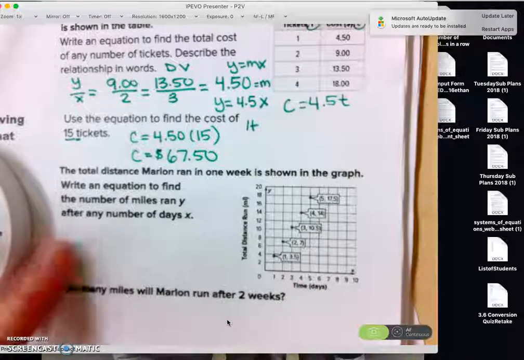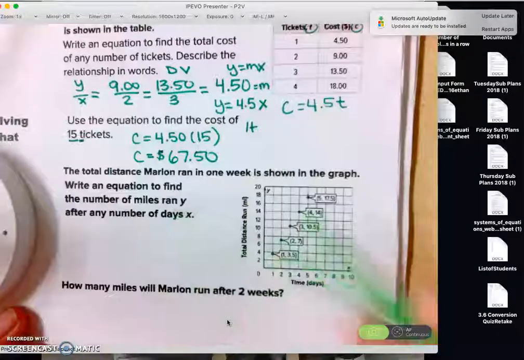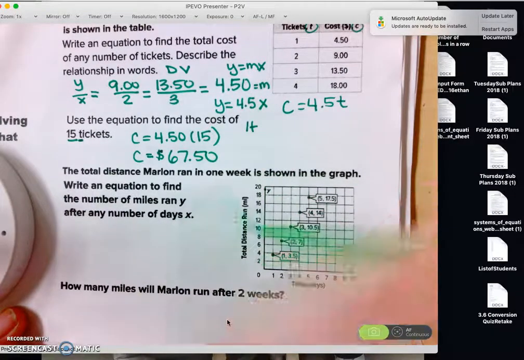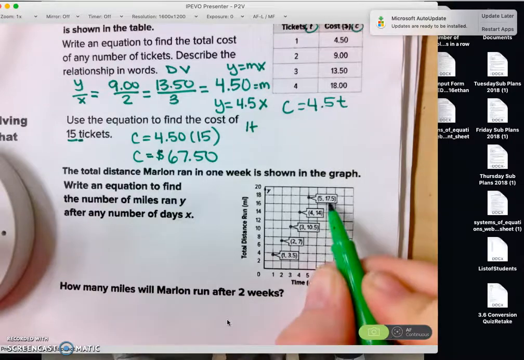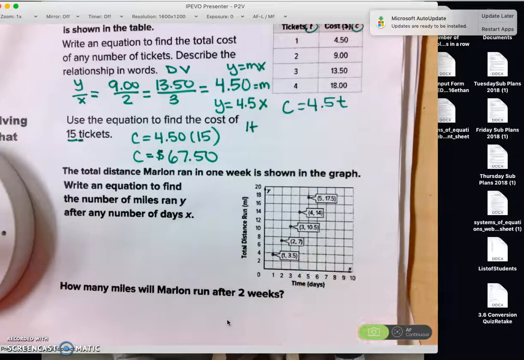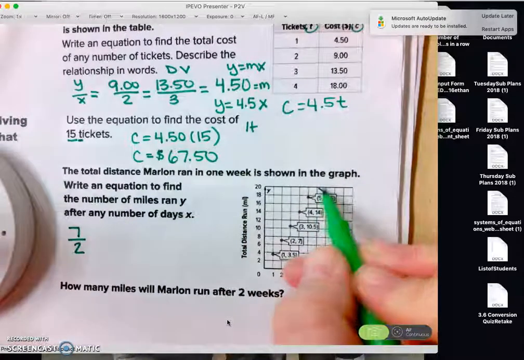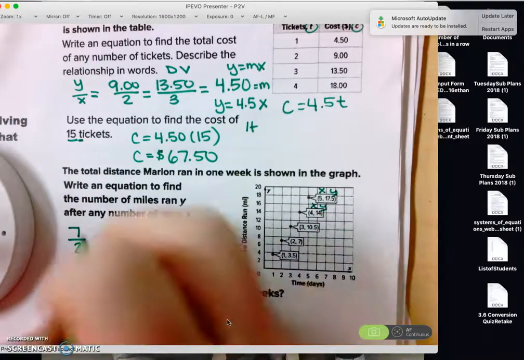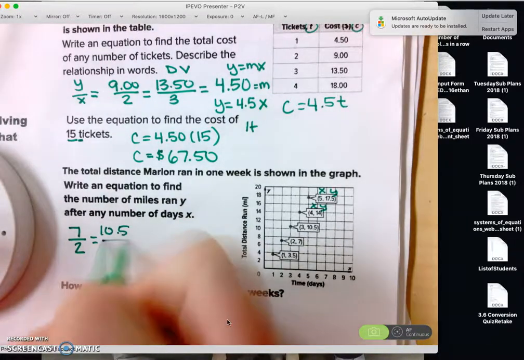Okay, now looking at a graph, the total distance Marlin ran in 1 week is shown. Write an equation to find the number of miles, Y, so the total number of miles, after any number of days, and that number of days is on the bottom, or X. So again, we're going to check if 17.5 divided by 5 is equal to 14 divided by 4, 10.5 divided by 3, 7 divided by 2. Remember these are X and Y's.